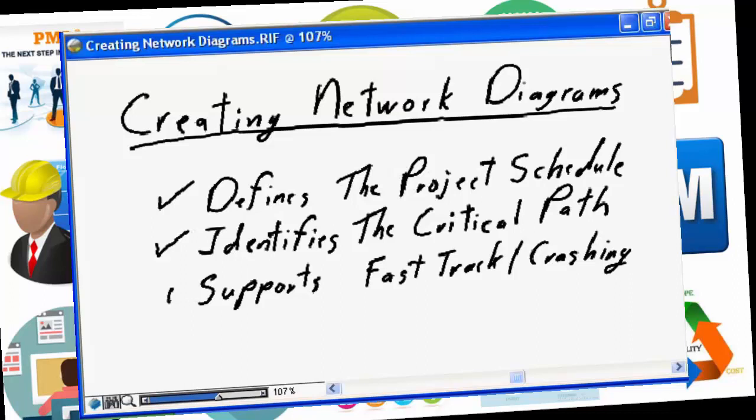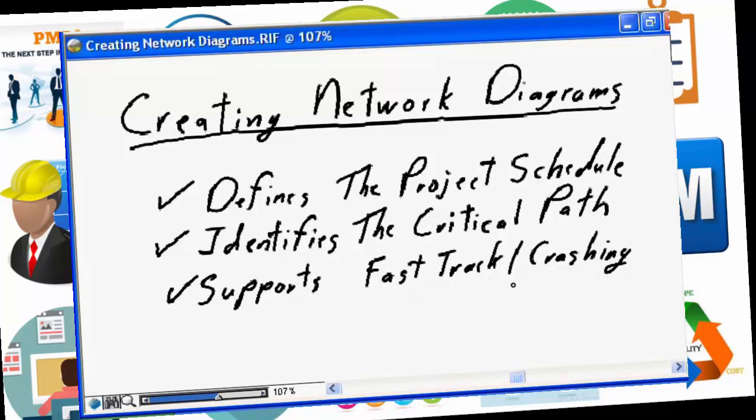And finally, by understanding and creating the network diagrams, it's going to provide the direct support that we need to act upon as project managers when we're dealing with fast tracking, trying to accelerate the completion of our project, or by crashing, trying to work project activities in parallel. Understanding network diagrams allows us to be better project managers by the definition of the project schedule, the critical path, and the information we need to fast track and crash.